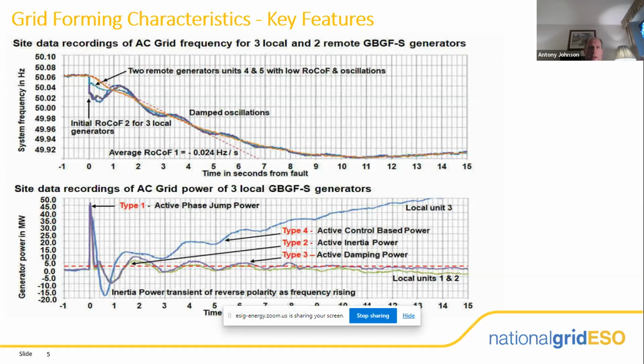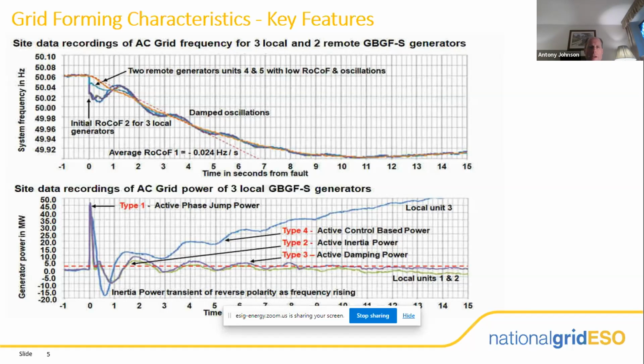So as the frequency starts to change, you'll get an injection of active power, which is type 2. Not huge, but nonetheless a component. And then the damping power, the effect from the damper winding, type 3, again a smaller component, but when you add these up, it's still all valuable. And then what we call type 4, active control-based power, is basically the active power that you would get from the control action of the governor system.